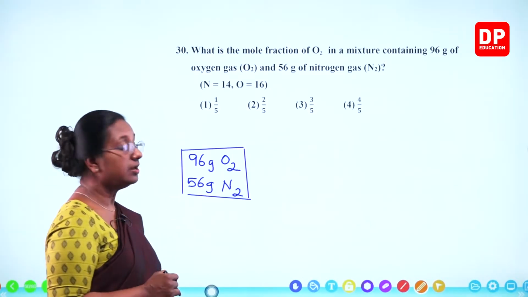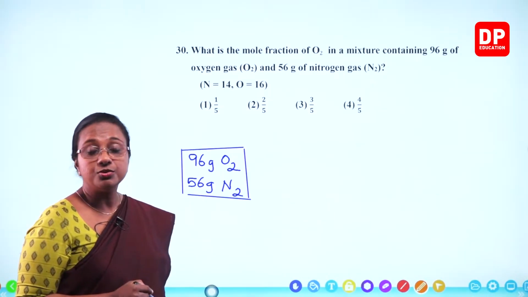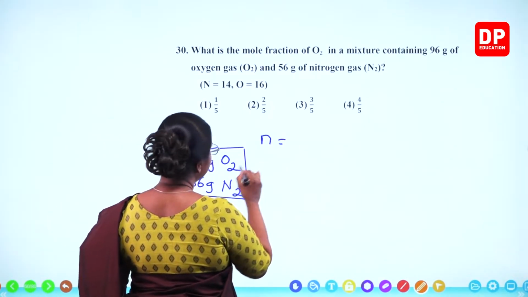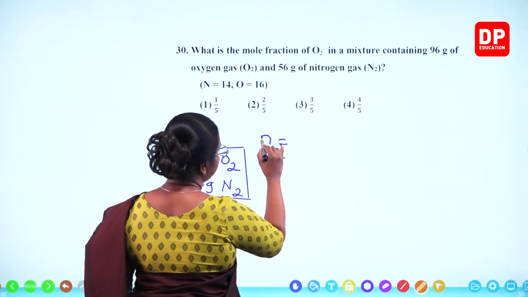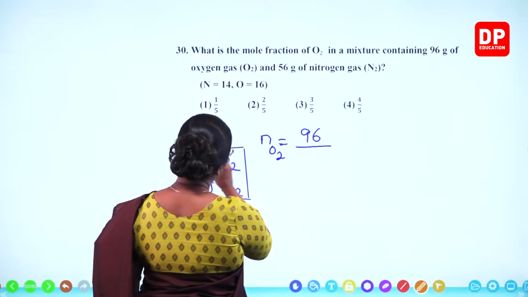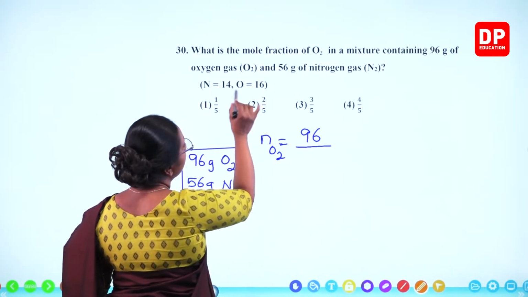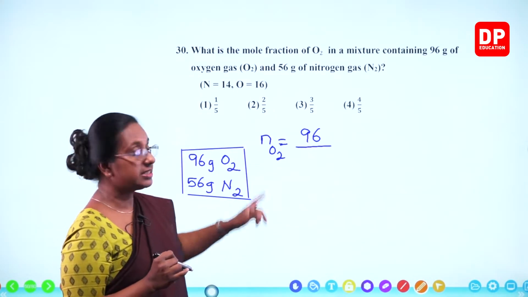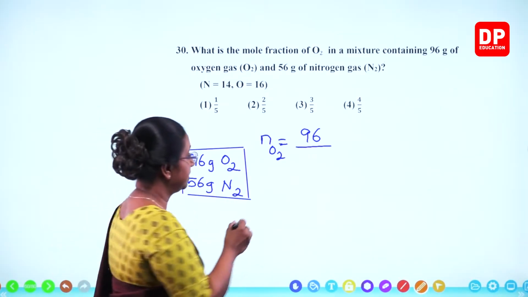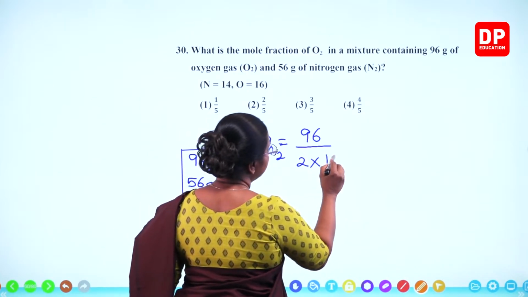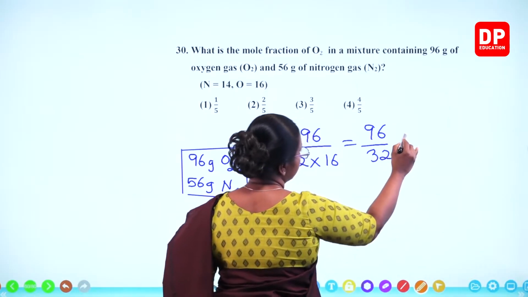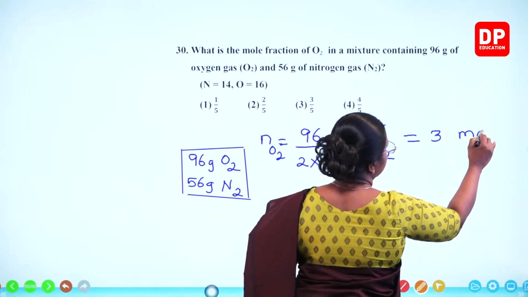So, to find the mole fraction, you need to know the number of moles. So, to find the number of moles, what do we need? If it is for oxygen, number of moles of oxygen, 96 grams is the mass of oxygen. But here, if you are to find the molar mass, oxygen is 16, but it is an O2 molecule. So, 2 times 16. So, that is 96 divided by 32. So, that is going to be 3 moles.